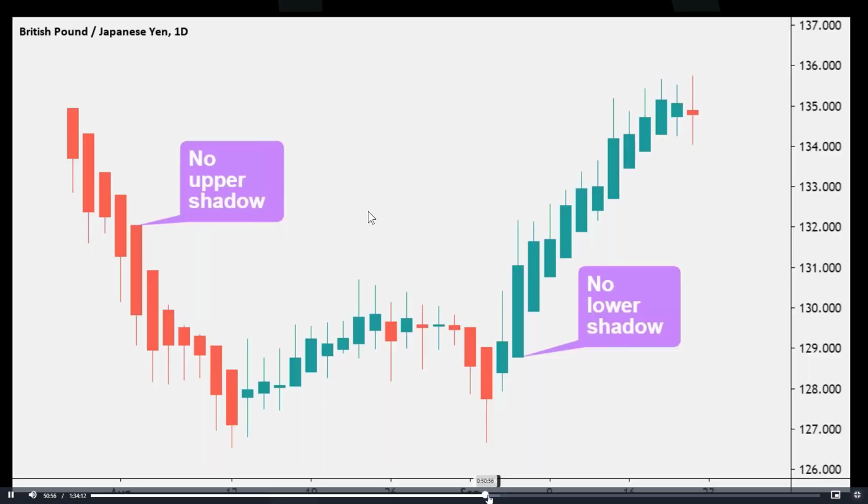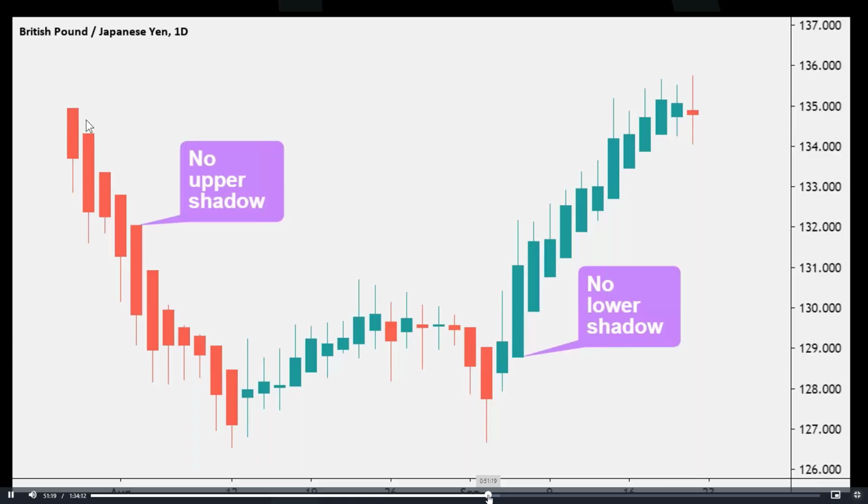This is a candlestick chart. These are Heikin Ashi candles. It says British pound, Japanese yen, doesn't matter. Could be Microsoft, could be gold, could be silver, could be anything. Could be oil, could be Tesla. But these are what the candlesticks look like. And it's really important to understand. This is the most important thing to know about Heikin Ashi candles.